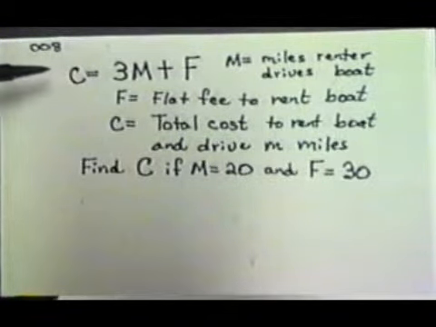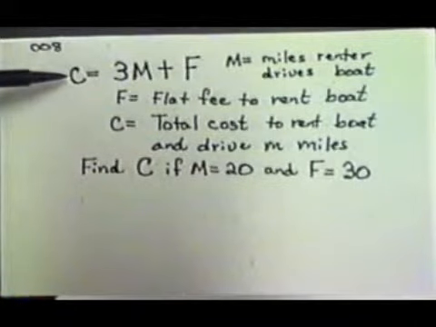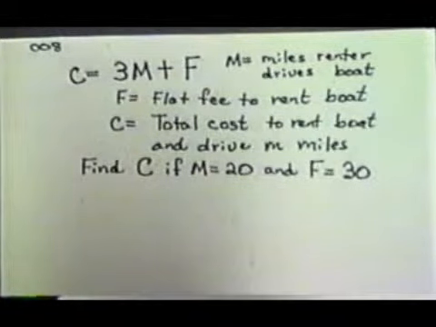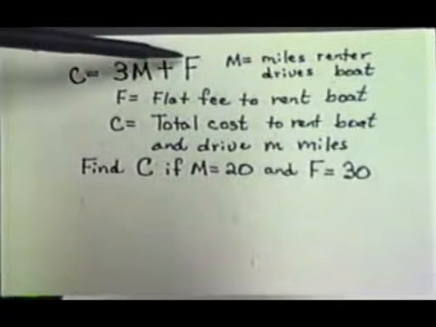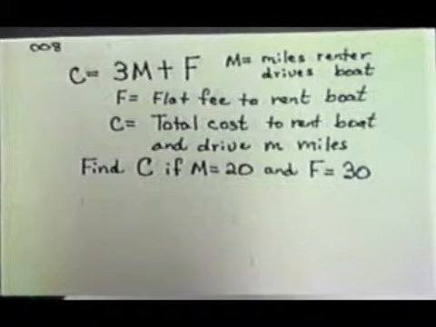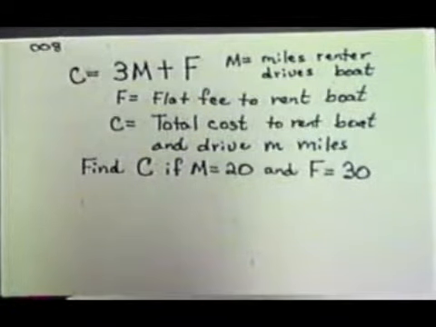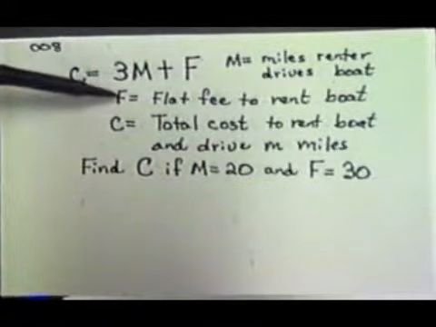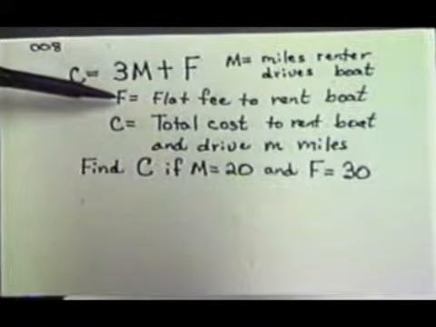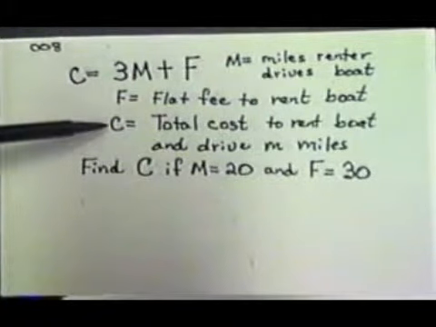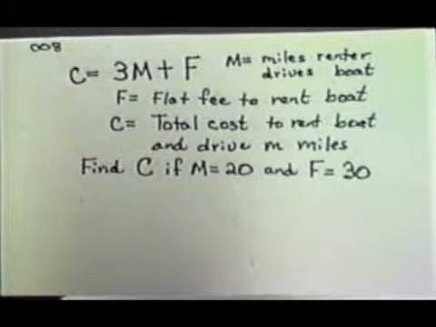The first formula that we'll be working with is C equals 3m plus f. So our three variables are m, f, and c. Each variable stands for a certain thing. The m in the formula stands for the miles that a renter will drive a boat. The f stands for the flat fee you would pay to rent the boat. And the c stands for the total cost to rent a boat and drive it m miles.